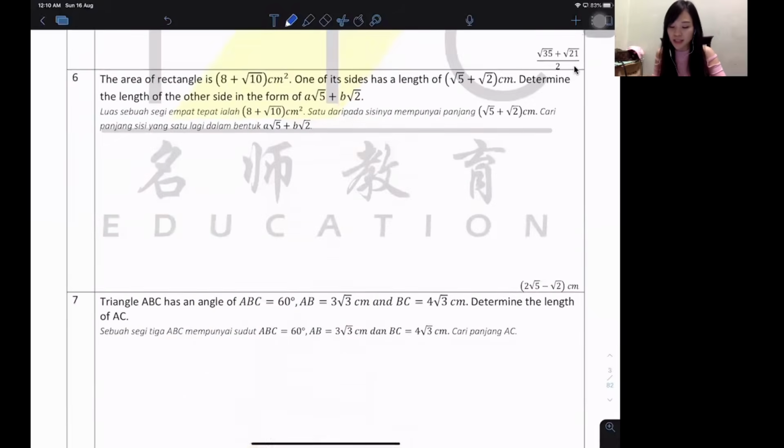If you guys understand this, next one, 6. If I'm way too fast, just pause the video and copy first, okay? Because I just want to be fast, okay? I want my video not that long, okay?